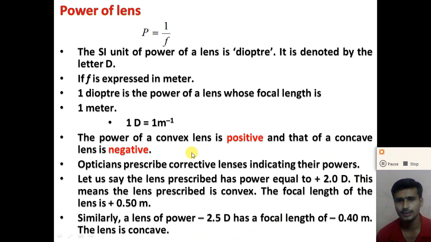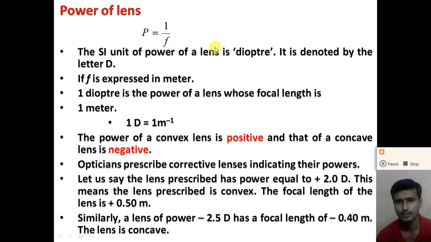So dear student, understand about the power of the lens, right? And how we can describe the type of the lens and the focal length from the power of the lens. If the power of the lens is positive, we can say that the lens is a convex lens, and if the power of the lens is negative, we can say that the lens is a concave lens. And from the formula P is equal to 1 by f, we can easily calculate the focal length of the lens.